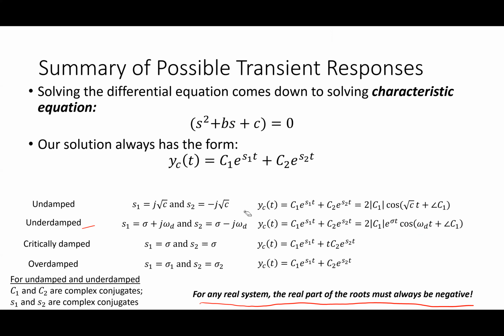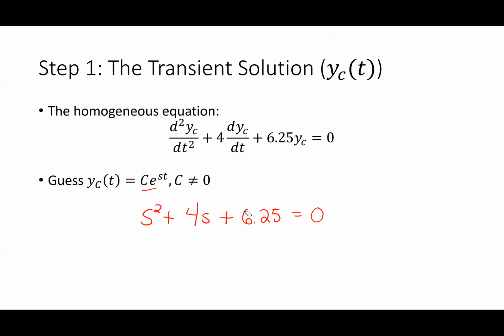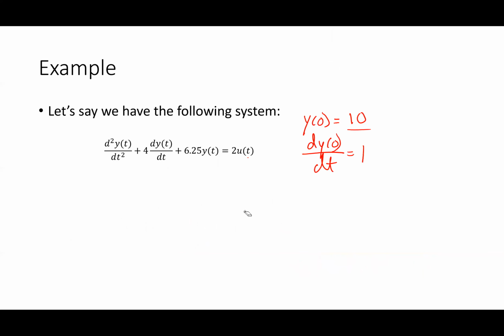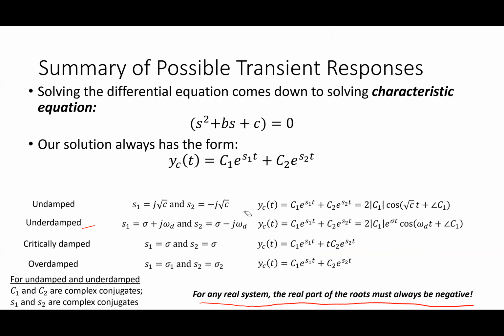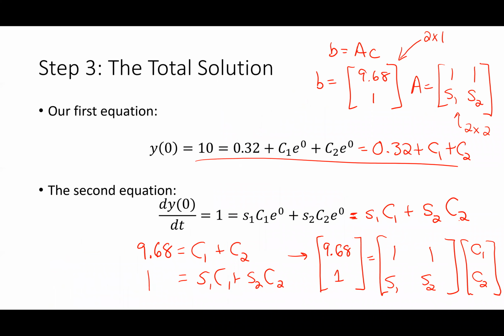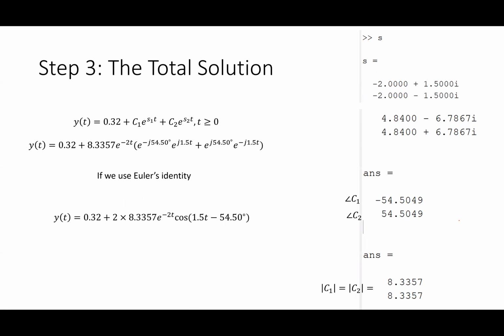Okay. All right. And this is what it looks like in each of those cases. And that's what I ended up with here. If you look carefully, I should stop there for a second. I have 2 times the magnitude of C1 times e to the real part t. And then I have cosine of omega d. Omega d was the imaginary part of the root. And then the angle of C1. Okay. So that's what I ended up with when I did it the hard way. So I end up with this result. 0.32 times 2, whatever that is, e to the negative 2t times that cosine function. Now, I want to plot that in MATLAB.